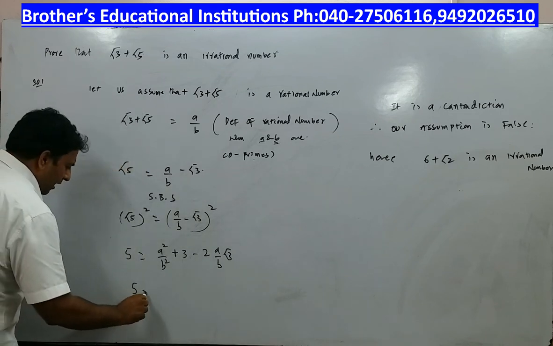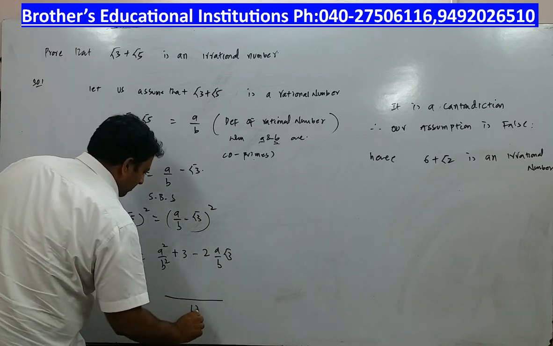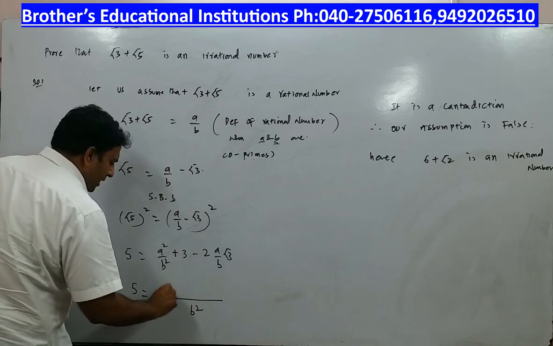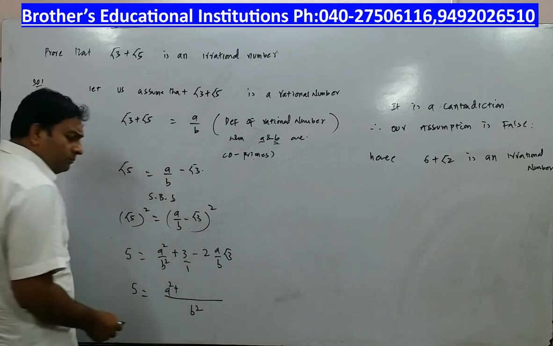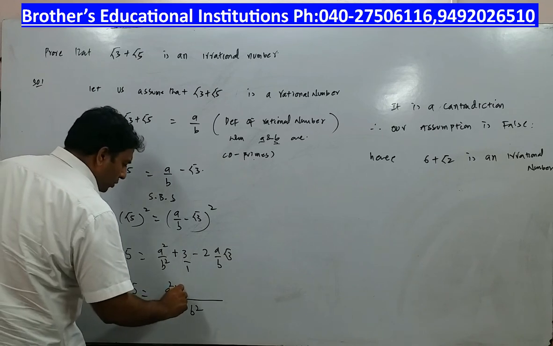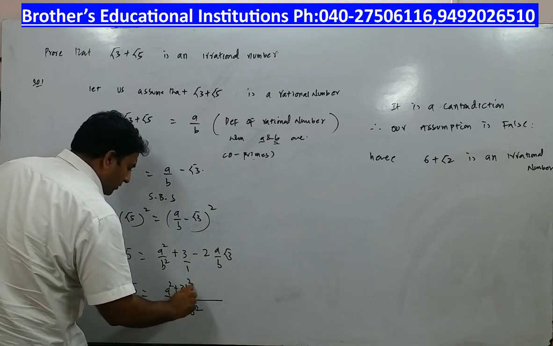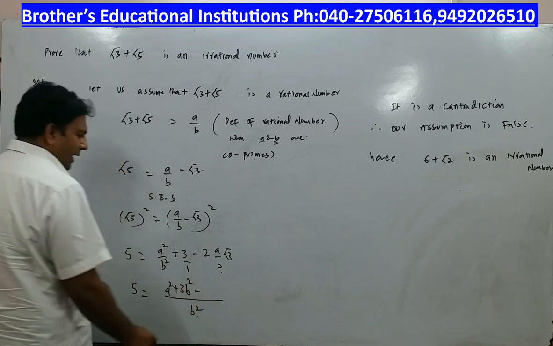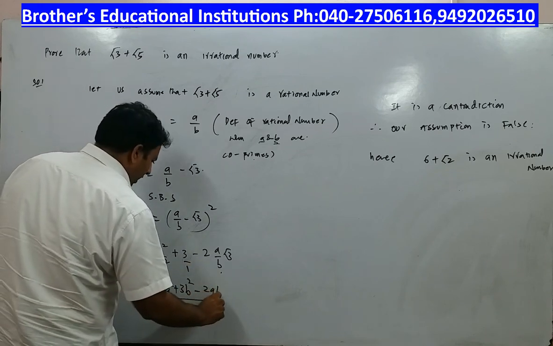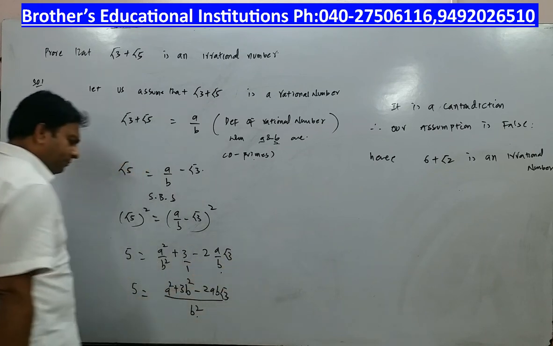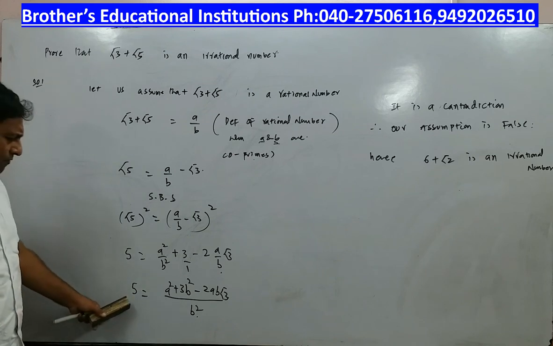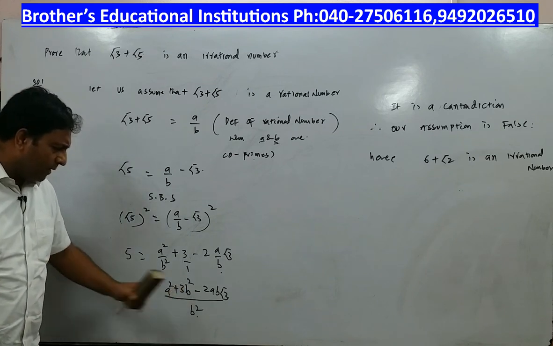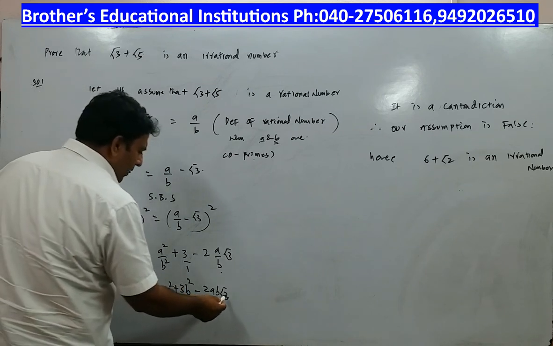Now what do you write? I will write this as 5 is equal to, what is the LCM? b square. b square goes one time, it is a square. 1 goes b square times, so 1 into b square into 3 is 3b square, minus b goes b times, so b into a will be 2ab into root 3. Are you clear with this? You got 5 is equal to a square plus 3b square minus 2ab root 3 by b square.